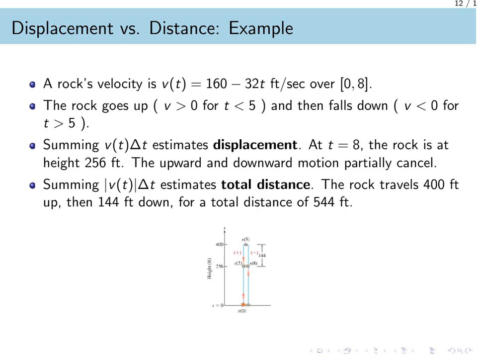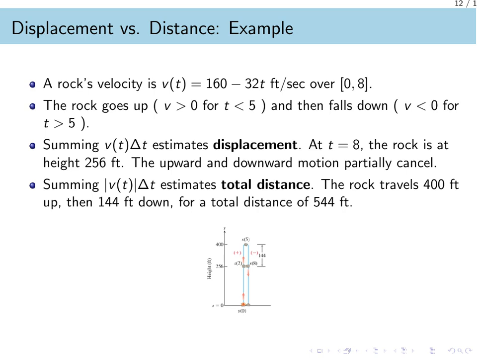A rock's velocity is given by v of t equals 160 minus 32 t, in feet per second. Notice that the velocity is positive for the first 5 seconds as the rock rises, but it becomes negative after 5 seconds as the rock falls. If we sum v of t over 8 seconds, we are estimating the rock's displacement. At 8 seconds, it is at a height of 256 feet, so that is what the sum will approach.